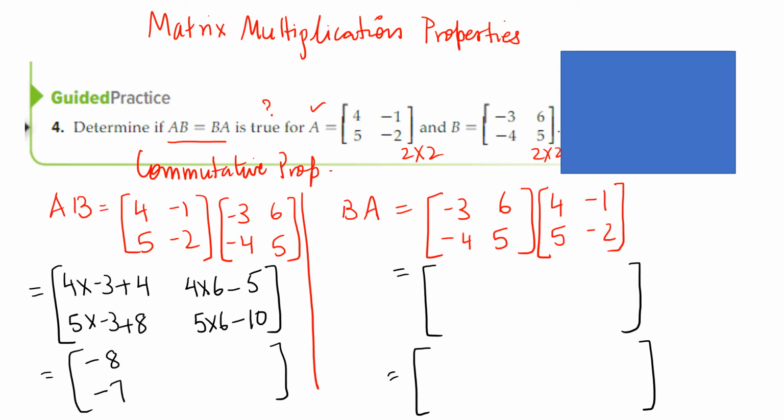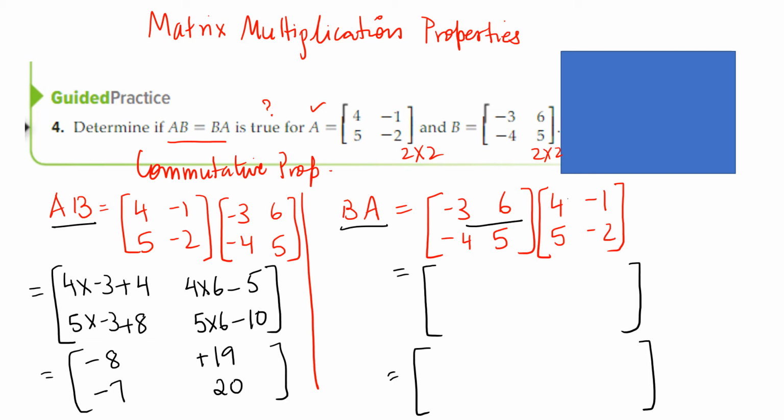Here 24 minus 5. So plus 19. 30 minus 10, 20. That's your first matrix. Let's do this now. B times A. So the only difference is in the order of multiplication.